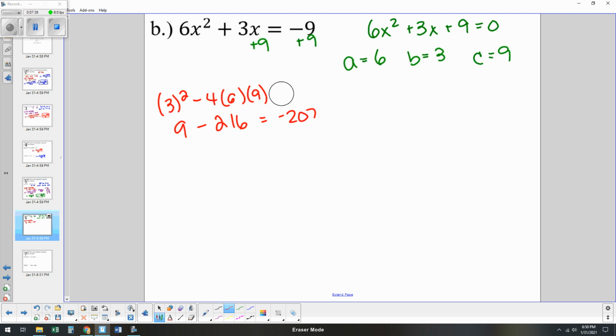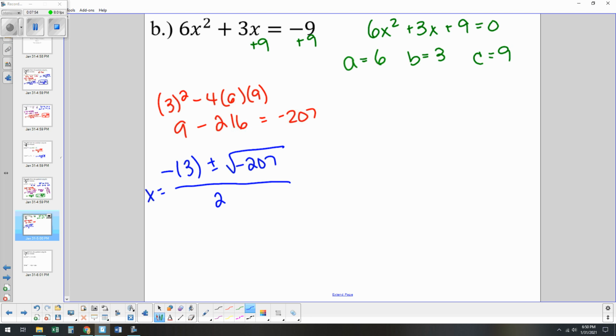Even though it doesn't look like it, stuff goes into negative 207. So let's plug it into the quadratic formula first. That's the opposite of b plus or minus the square root of negative 207 all over 2 times 6. So this negative 207, we already know is negative 1 times 207.